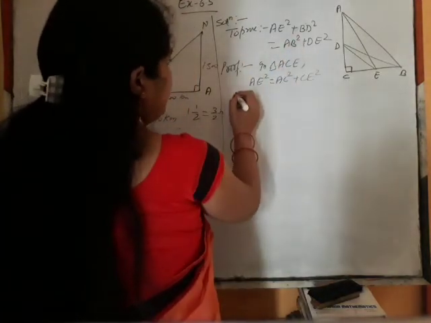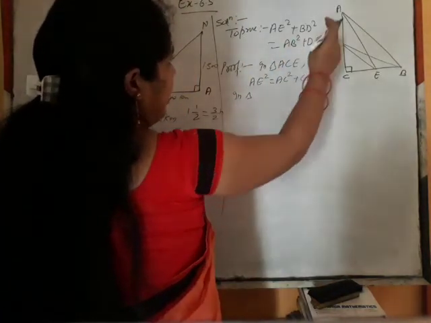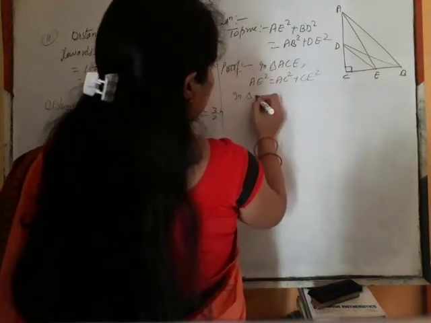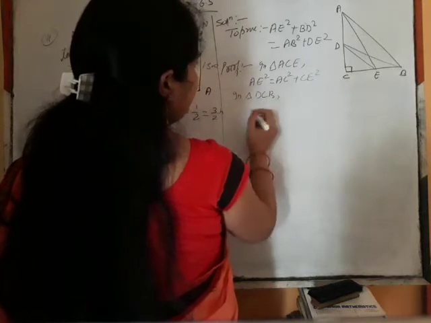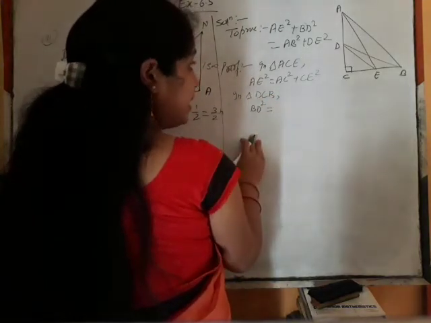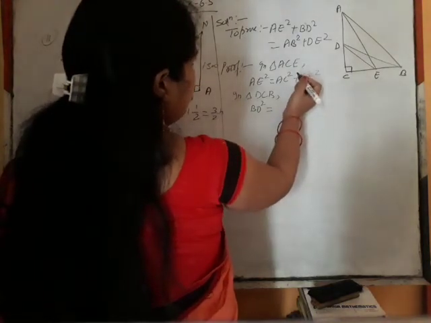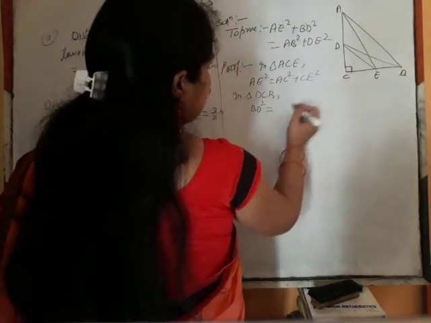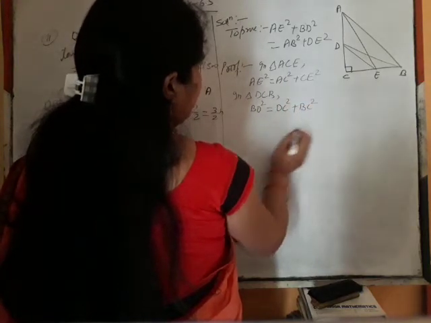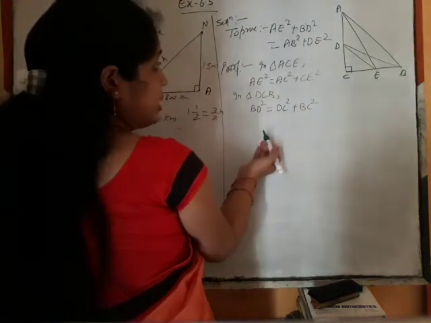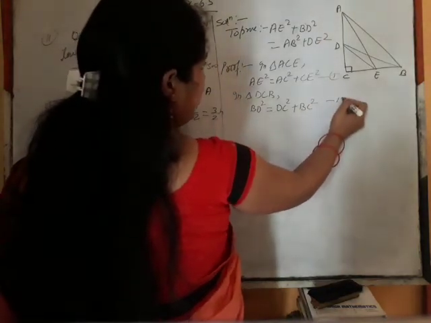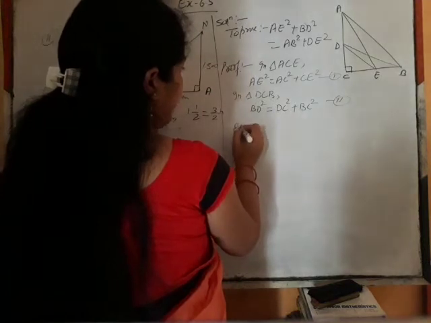Then similarly, in triangle DCB, BD square is equal to DC square plus BC square. Now on the left hand side we need AE square and BD square. So if this is equation number 1 and this is equation number 2, we have to add both.